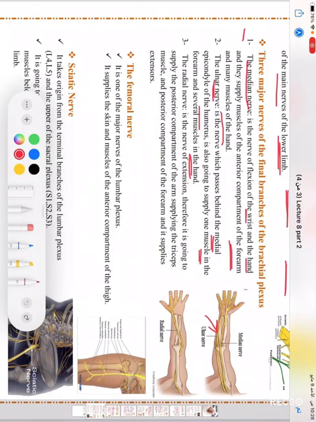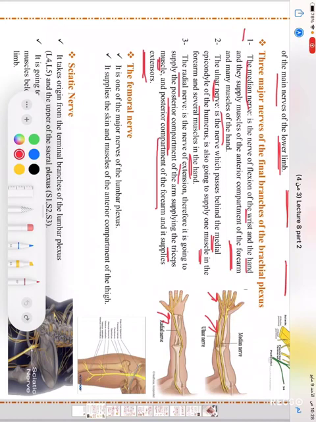Okay. The third major nerve is the radial one. The radial nerve, of course, is the nerve of extension. Therefore it's going to supply the posterior compartment of the arm, supplying the triceps muscle, and the posterior compartment of the forearm, supplying the extensors.